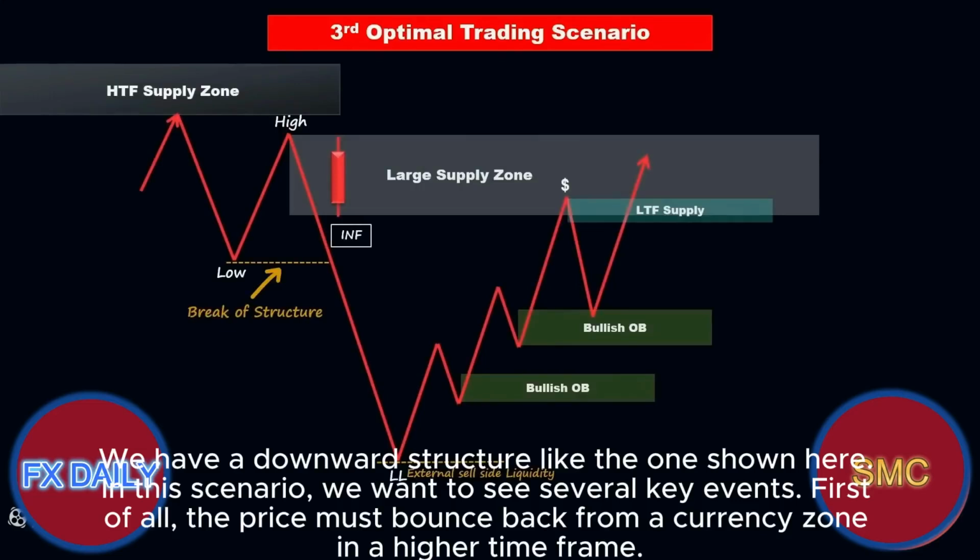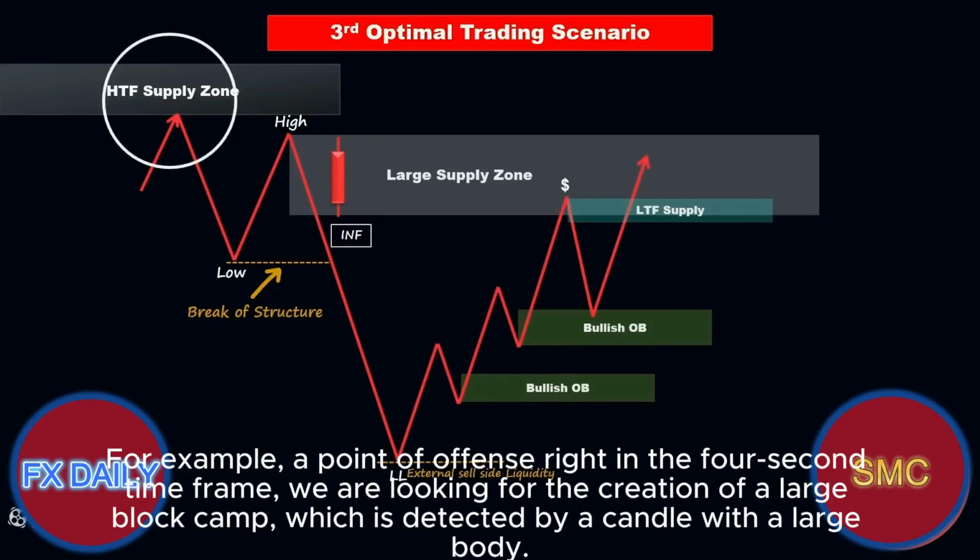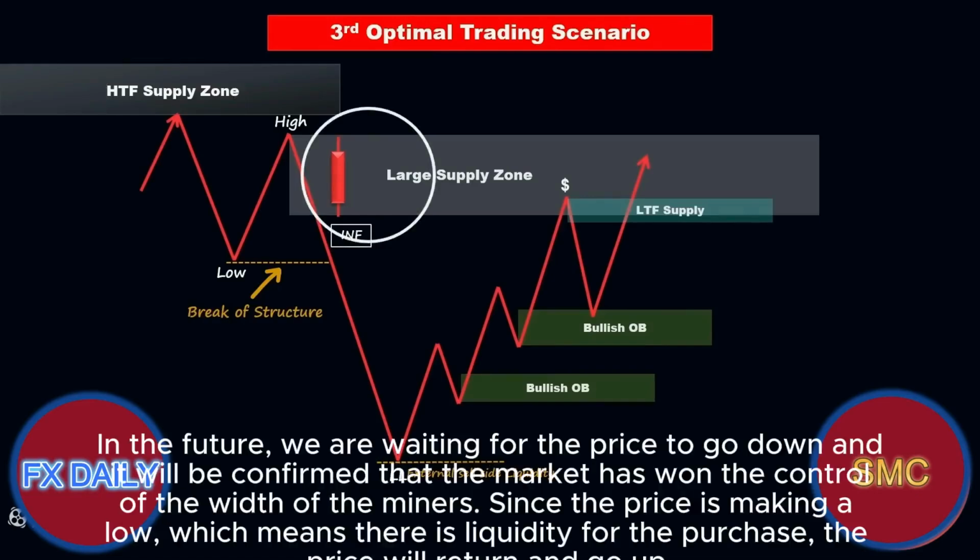First of all, the price must bounce back from a key zone in a higher time frame, for example, a point of interest right in the 4-hour time frame. We are looking for the creation of a large order block, which is detected by a candle with a large body. In the future, we are waiting for the price to go down, and it will be confirmed that the market has won control of the width of the miners.